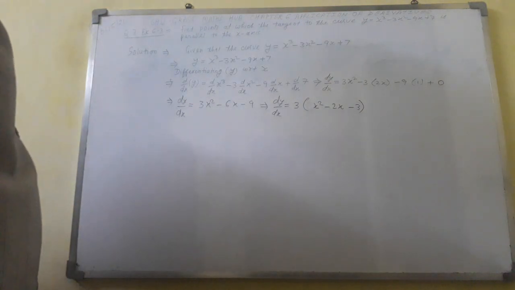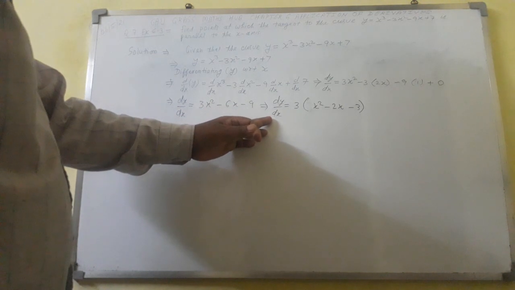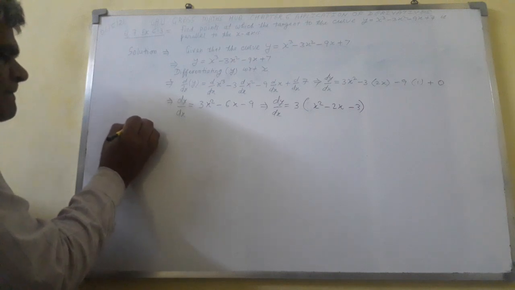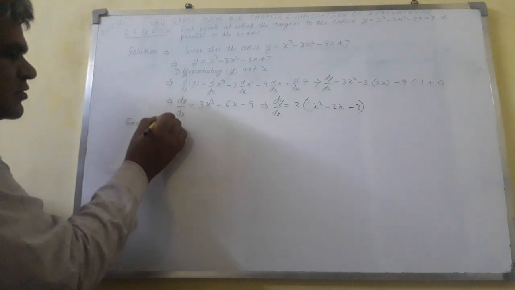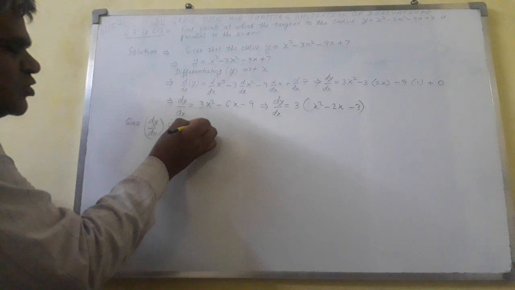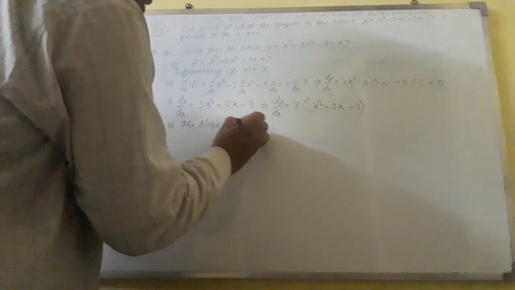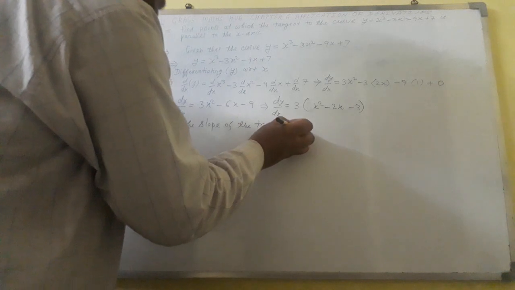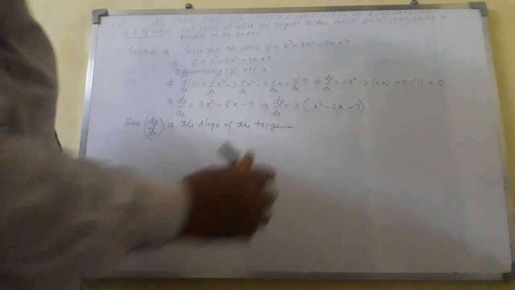Now what will we do next? Since dy over dx is the slope of the tangent to the curve, slope of tangent. Dy over dx is the slope of the tangent to the curve.